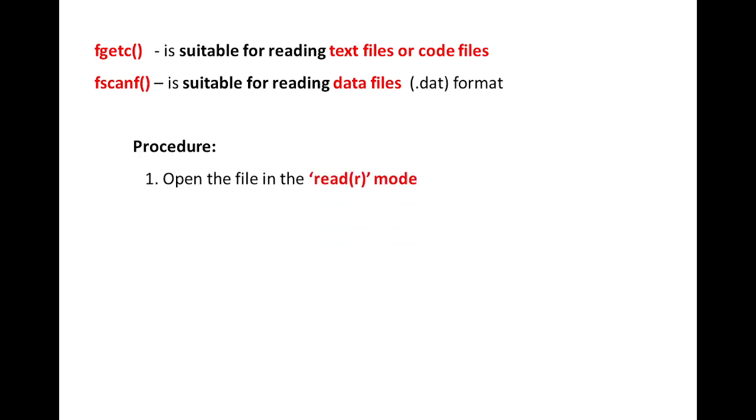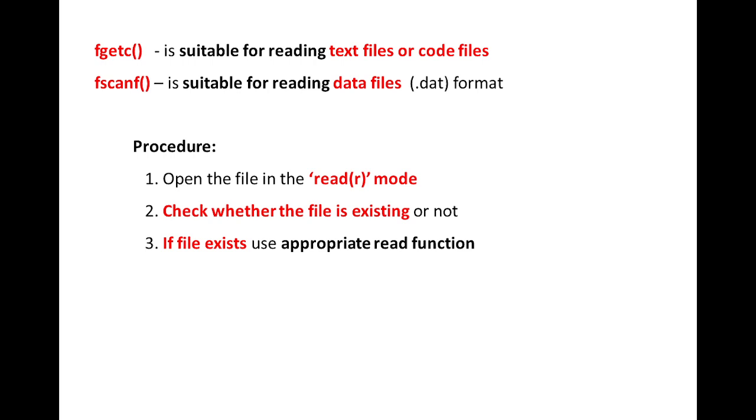Then what is the procedure for implementing the code in C language? We have to create a file pointer first, then open the file in read mode by using the R character. Then we need the input file name and also the path. We have to check whether the file exists or not. If the file exists, then only we can proceed. If the file exists, use the appropriate read function as I specified: fgetc for text files and code files, and if you have data files to read, you can go with fscanf. So you have to identify the appropriate read function to be applied for the different formats of files.